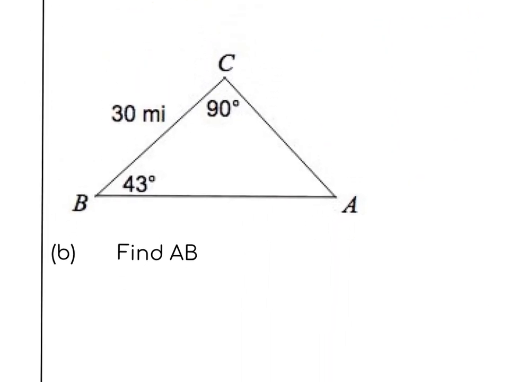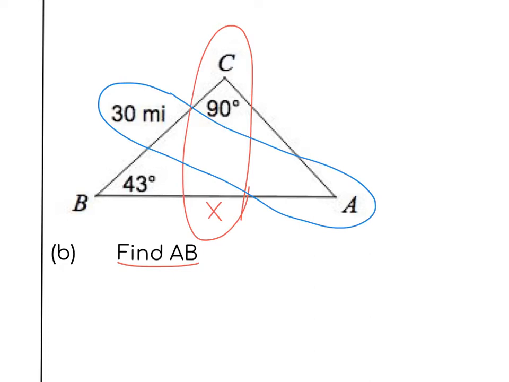All right, looking at B, we're finding side AB, so I'm just going to put an X there. And here we do have a 90-degree angle, so we don't actually have to use law of sines or law of cosines there. The other piece that I have as far as a side is that 30, but I don't know what that angle A is. But I do have two of these angles, and I know that they have to add up to 180.